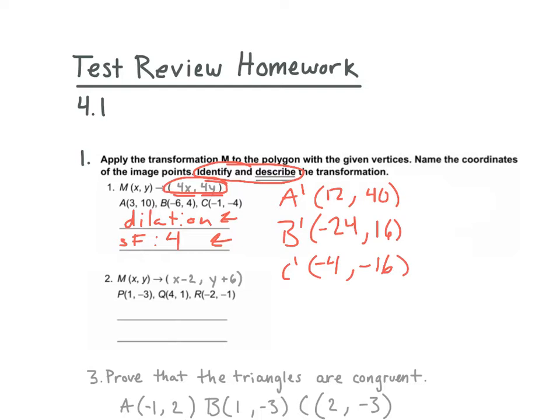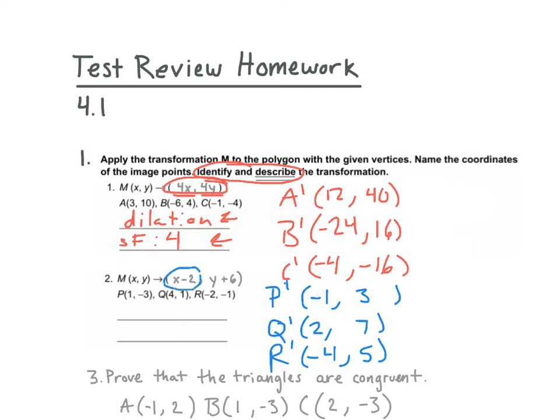Okay, number 2. So we're going to have new points P, Q, and R. What does P become? Negative 1, comma 3. What does Q become? 2, 7. And R? Negative 4, 5. So this one we're subtracting 2 from the x and adding 6 to the y.